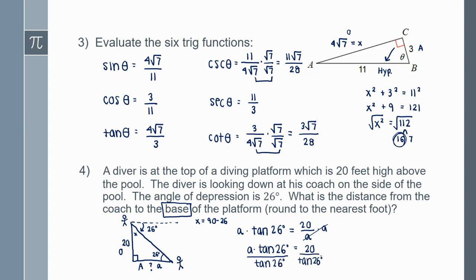So in my calculator, I'm going to be very carefully typing 20 divided by the tangent of 26 degrees. I know I'm in degree mode. It's telling me to round to the nearest foot. Well, I'm getting 41.00607, so on and so forth. So that means that 41 feet is going to be that distance.